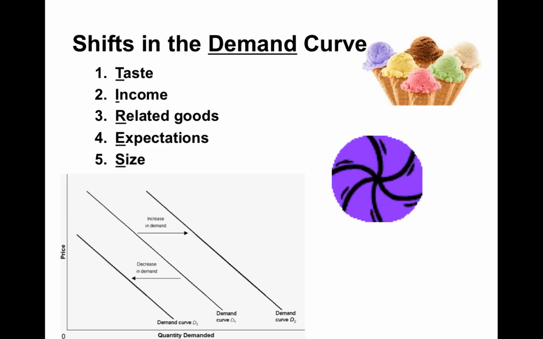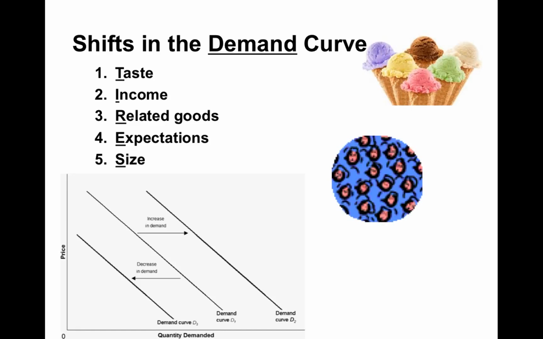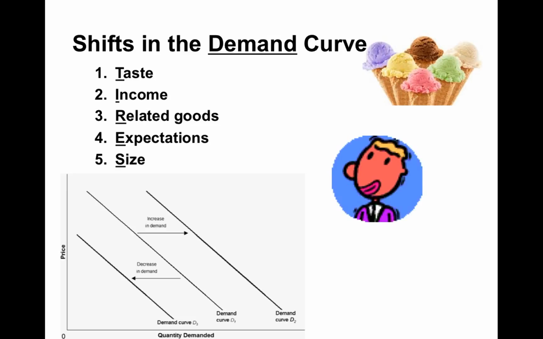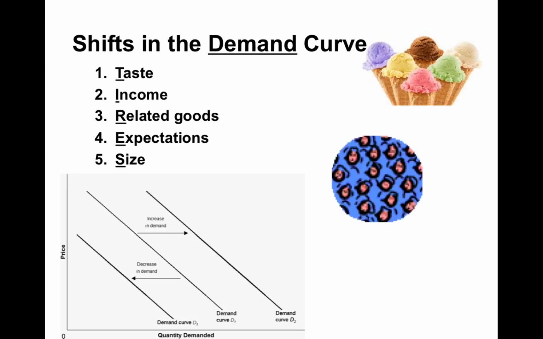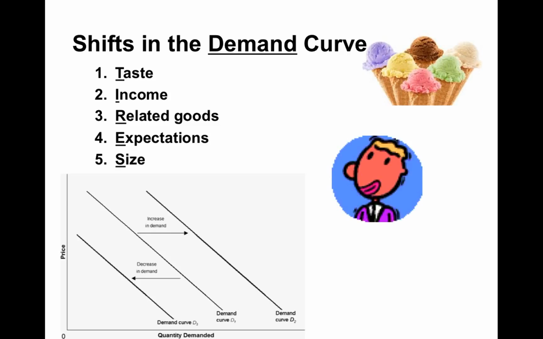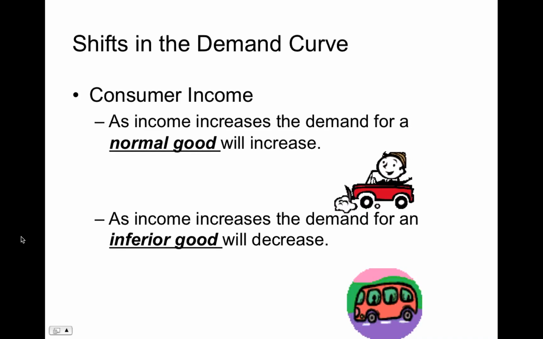So it's no longer called quantity demanded, because that has to do with price. It's called a change in demand. And if it's a change in demand, it is one of these 5 shifters here. We can remember that by saying TIRES, and I'll quiz you over and over, hoping that you can remember. And I told you that we would talk a little bit more about income.